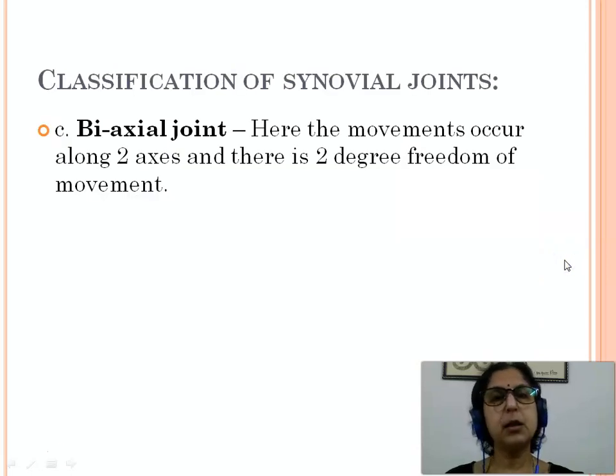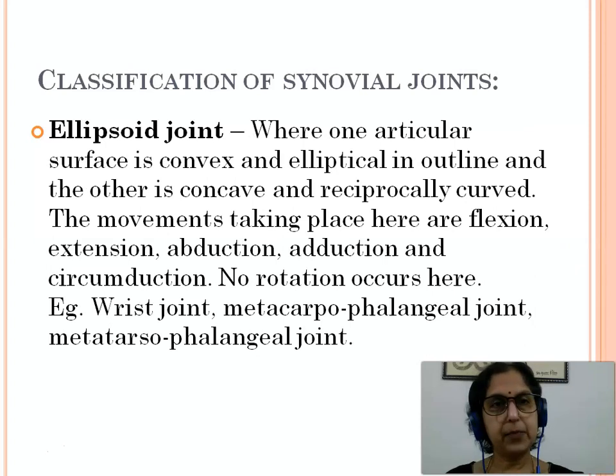Then we go on to see the biaxial joints. Here the movements occur along two axes and there is 2 degrees of freedom of movement, and this is also divided into two types, that is the ellipsoid joints and the bicondylar joints. Ellipsoid joint, where one articular surface is convex and elliptical in outline and the other is concave and reciprocally curved.